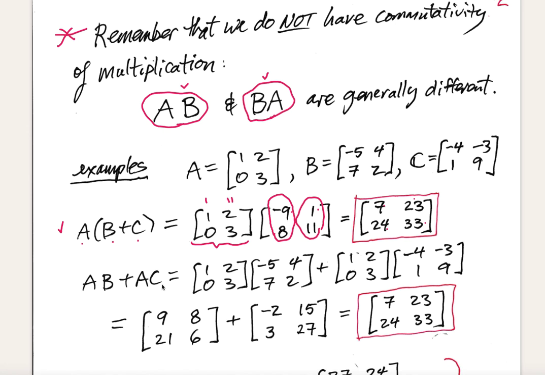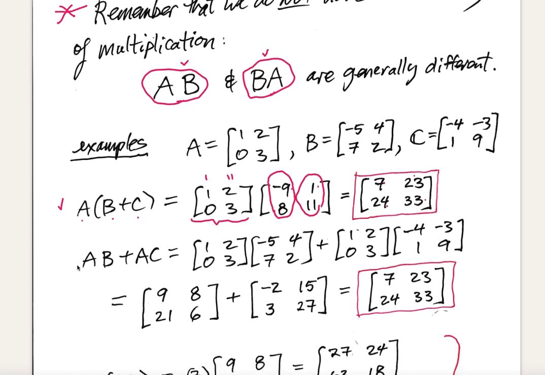And now let's look at it this way. Let's try this and see what we've got here. I'm going to go AB plus AC. So there I've written down the matrices that I've got. You might stop and do this yourself as we go along and see if you get the right answer. So I've got AB, [1, 2; 0, 3] times [-5, 4; 7, 2], and to that I'm adding A times C, [1, 2; 0, 3] times [-4, -3; 1, 9].